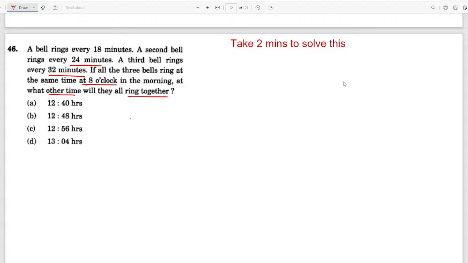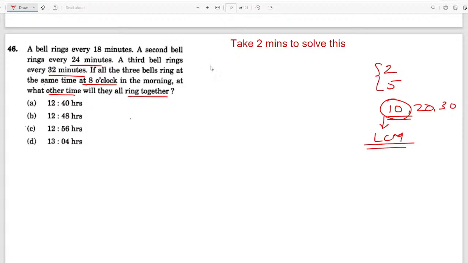For example, I think I had given an example yesterday. If something is ringing every 2 seconds and another every 5 seconds, then both of them will ring together at the LCM. 5 2s are 10. The LCM of these two numbers is 10. So after 10 seconds, these two will ring together. After every 10 seconds, again these two bells will ring. After 10 seconds it will ring, after 20 seconds it will ring again, 30, like that. So the multiples of this LCM.